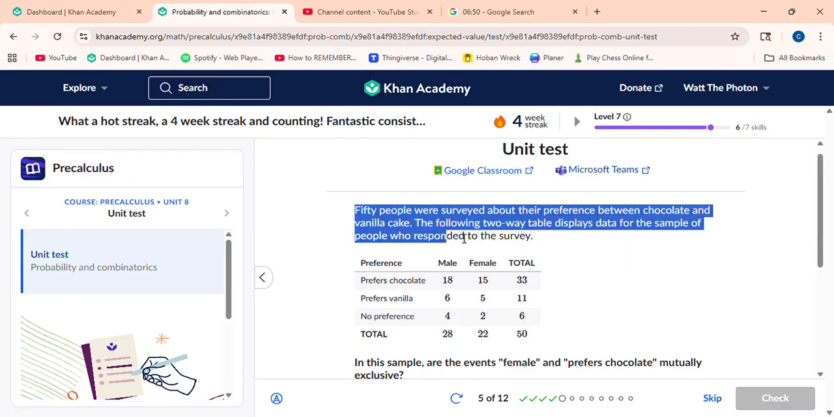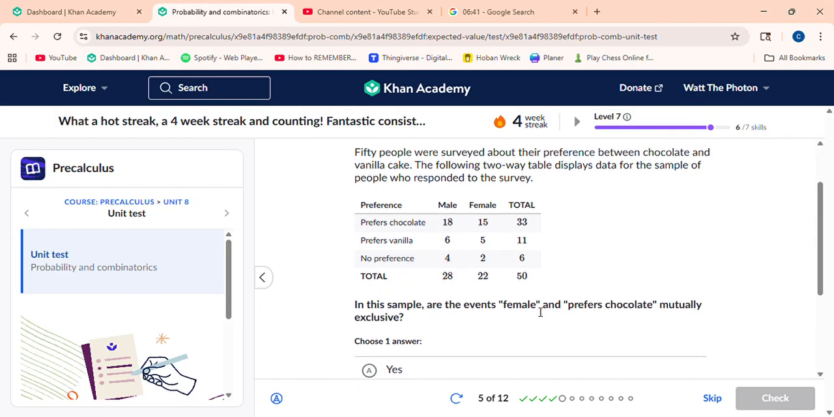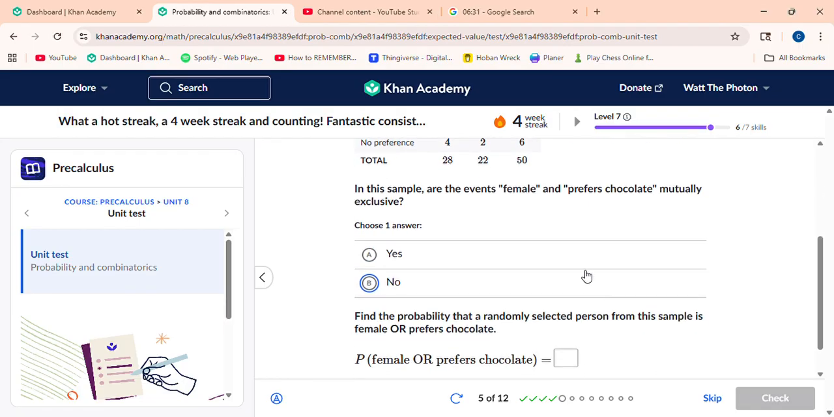So 50 people were surveyed about their preferences between chocolate and vanilla cake. The following two-way table displays data for the sample of people who responded to the survey. In the survey, are the events female and prefers chocolate mutually exclusive? So you have female, you have some female who prefers chocolate. I think it is, yes.